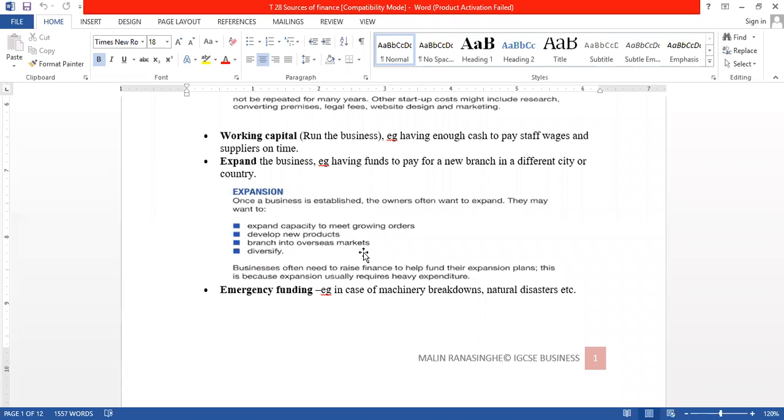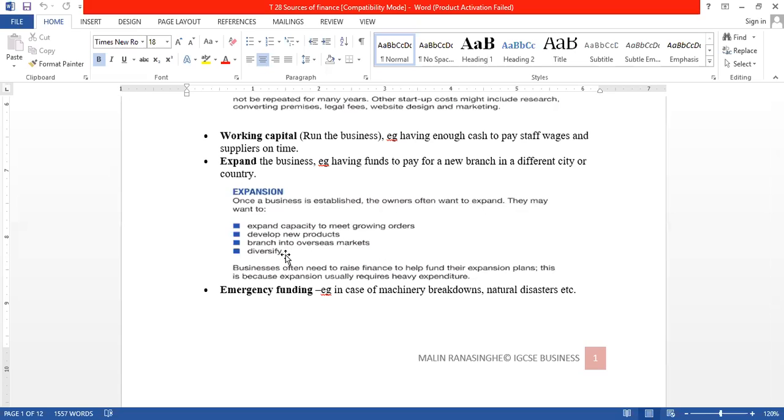If you want to increase the capacity of the office premises, you have to expand. That's a kind of expansion purpose. It can be not only branching out; sometimes the current location, the current premises, the square feet are not enough. You have to expand it in order to meet the growing orders, and develop new products. Sometimes you have to introduce new products, research and development, so we need money for that. And also branching out into overseas markets, that's another expansion policy.